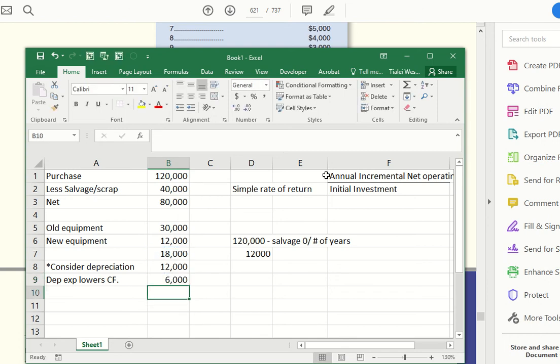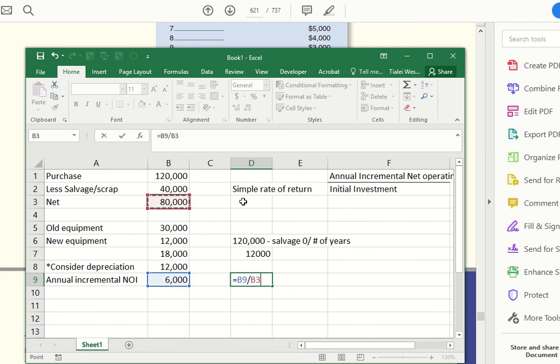And so we have $6,000 on the top of this equation and $80,000 on the bottom, right? So our simple rate of return would be the annual incremental net operating income, considering the depreciation, divided by the $80,000 initial investment that was offset by selling off the old asset. And so it's about a 7.5% simple rate of return.